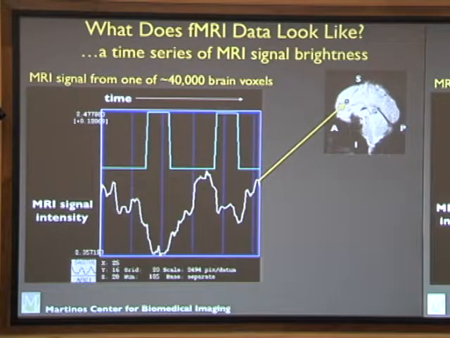So what does the data look like? Here's a brain, and let's look at one location in the brain. These locations are called voxels. You may have heard of pixels, but these are voxels, for volume elements. Let's look at the MRI signal, which is just the brightness. Say I'm taking a snapshot picture of the brain, and let's look at that brightness over time. Here's time on the x-axis and the MRI signal on the y-axis. I'm collecting a picture of the entire brain every 2 to 3 seconds. So I have MRI signal intensity from this location, which is now changing over time.